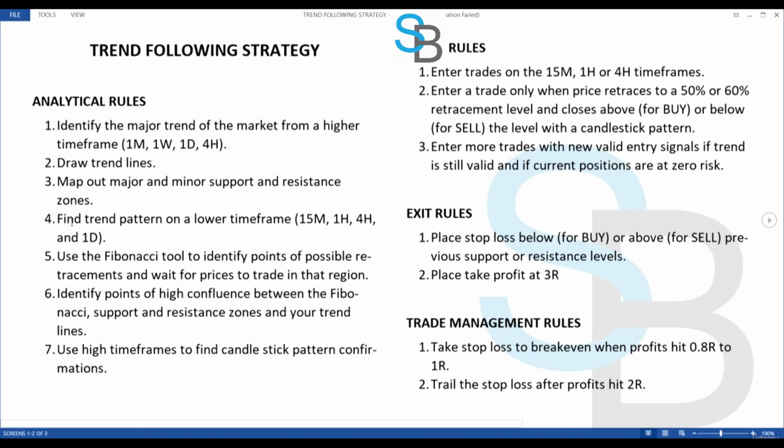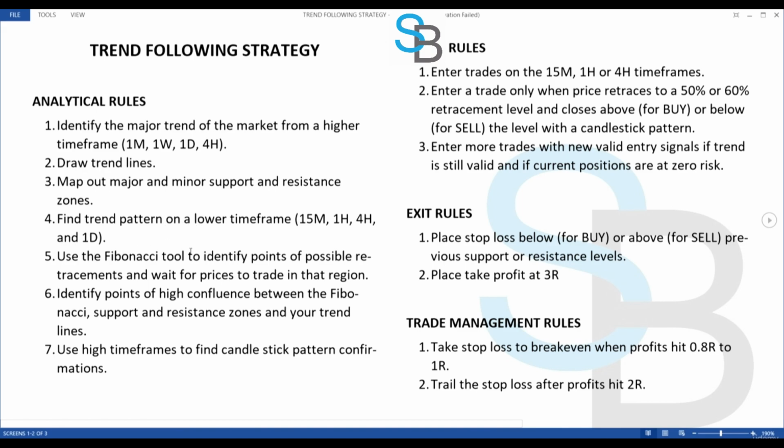Then the next thing you have to do is go on a lower time frame and find a trend pattern. What do I mean by a trend pattern? A trend pattern is basically lower lows and lower highs, or higher lows and higher highs, depending on the case. So you have to find and identify that trend pattern, and then see how it is reacting alongside your trend line.